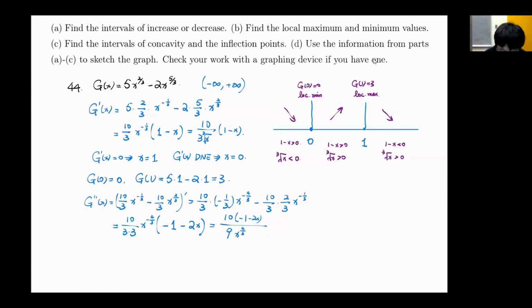Okay, so as you can see, g double prime equals 0. This implies that -1 minus 2x equals 0, which further implies that x equals -1/2. And then g double prime of x does not exist, so this tells me x equals 0. Now let's place these two numbers on another line. So I have -1/2, and moreover, I have 0. These two numbers will separate the number line into 3 parts, and we need to determine the concavity. Okay, let's first look at the sign for -1 minus 2x.